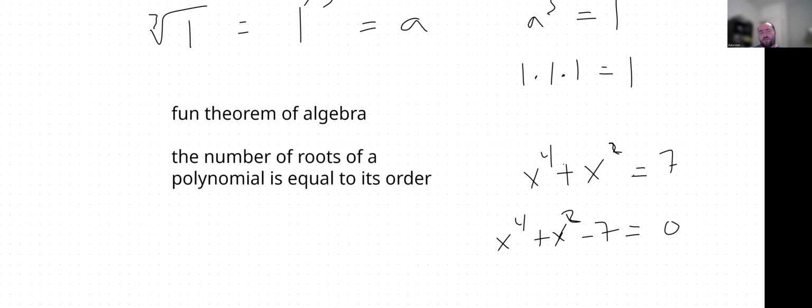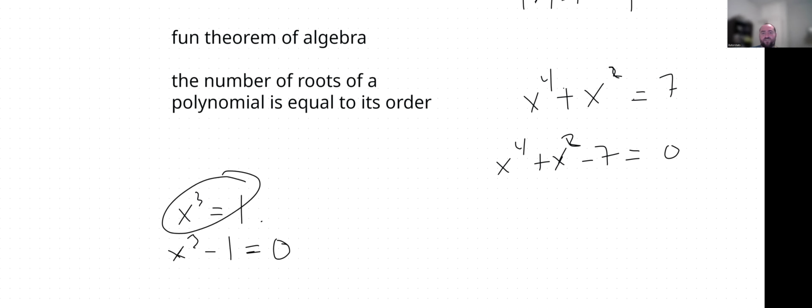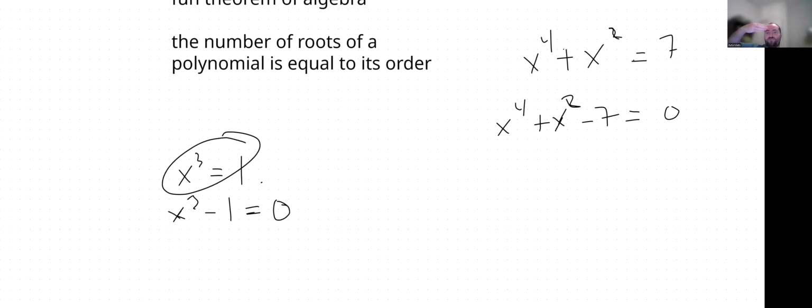Well, for our situation, if x to the third equals 1, then x to the third minus 1 equals 0 would be that equation that the roots would help us solve. And so there must be 3 possibilities for x here. x to the third equals 1. Okay, so it looks like a pretty simple situation, but I can't think of any other numbers that I can take 3 of, multiply them all, and get 1.